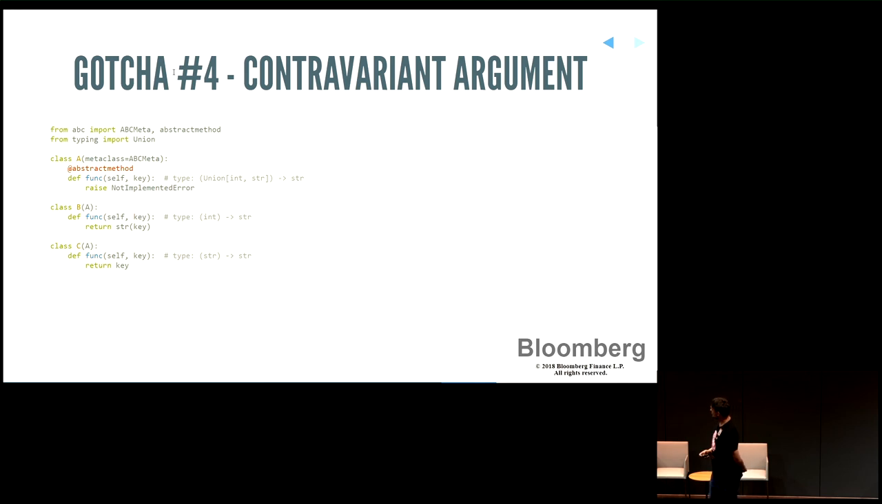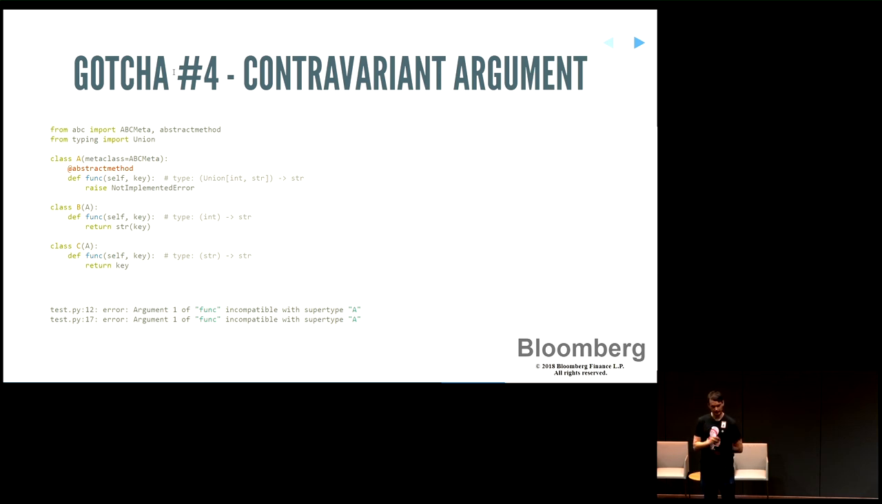So the fourth one is concurrent argument types, the fourth gotcha. This basically means that if you define, for example, a base class which handles the whole world, and then you want to have specialized classes which handle only a part of it. For example, in this case, the base class treats both int and strings, but I have a specialized class which treats only strings and one which treats only int. Once you run the type checker, you're going to find that this is incompatible with the supertype.